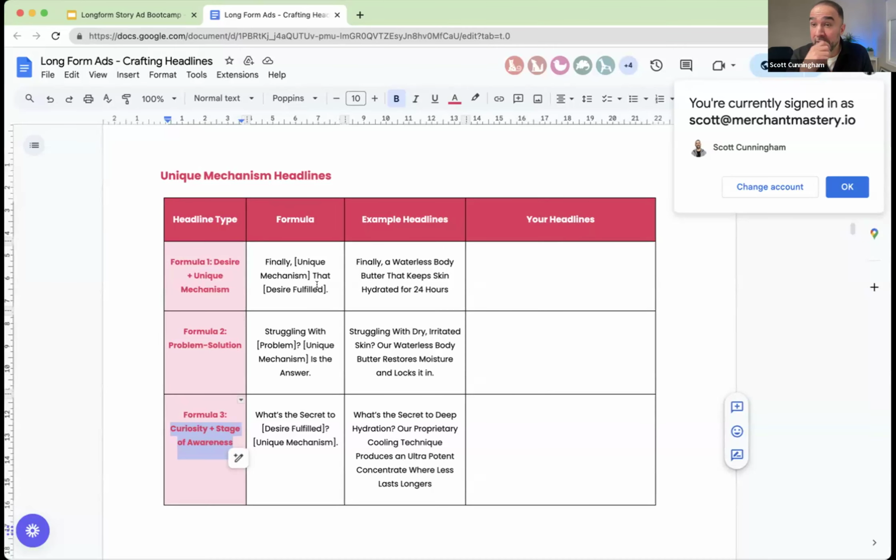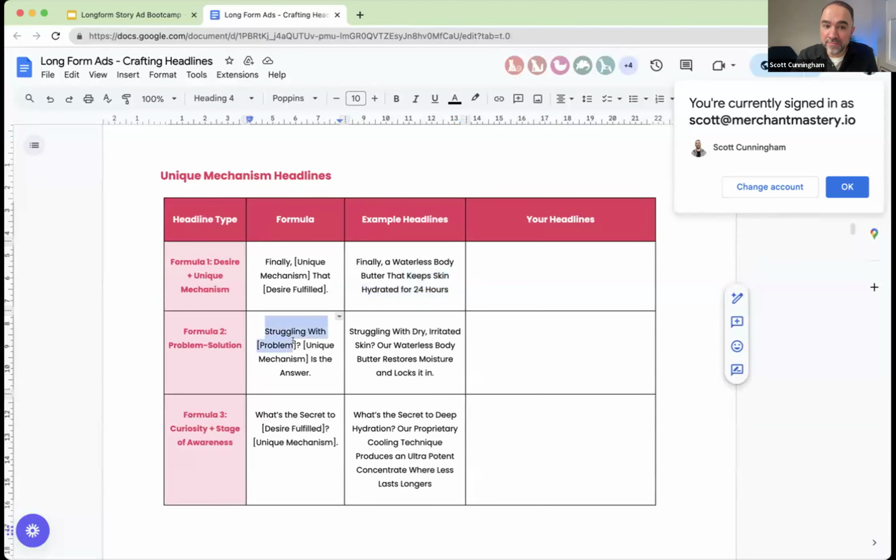And this would be a really fun one for anybody to do live here. Finally, a waterless body butter that keeps skin hydrated for 24 hours. I'm almost ready to use these in a real campaign. To me that's really nailing it. It's like we're going to solve your desire unlike anybody that has before. Finally, waterless body butter that keeps skin hydrated for 24 hours. So unique mechanism, waterless body butter; desired result, keep skin hydrated for 24 hours. Love that one.